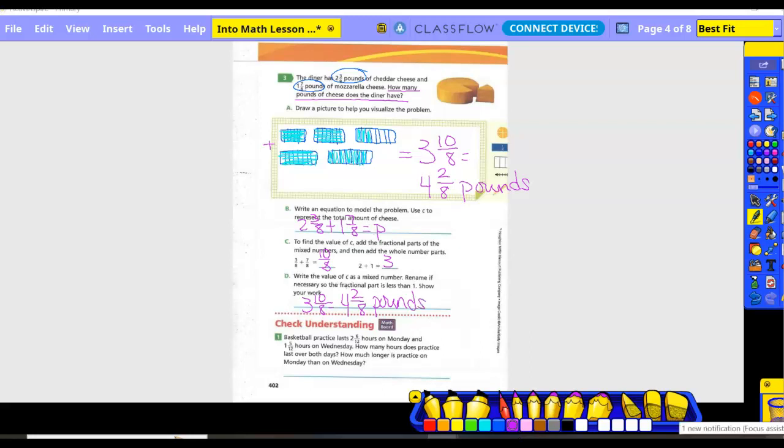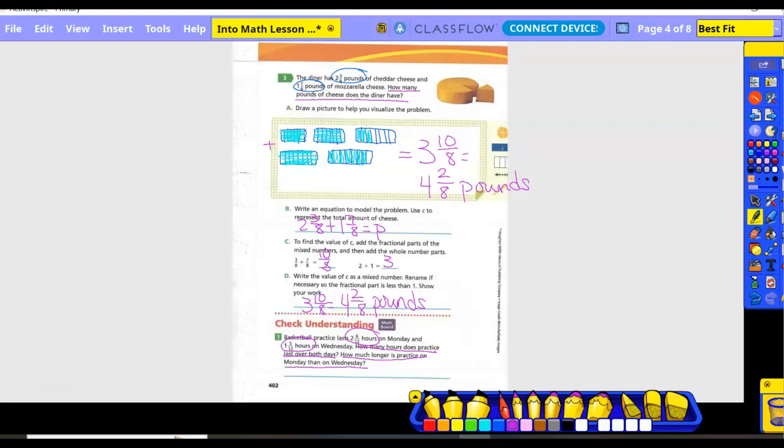Check and review, number 1. Basketball practice lasts 2 and 6/12 hours on Monday and 1 and 5/12 hours on Wednesday. How many hours does practice last over both days? How much longer is practice on Monday than on Wednesday? So they want us to solve 2 problems, right, guys? So let's pull out our numbers: 2 and 6/12, 1 and 5/12.